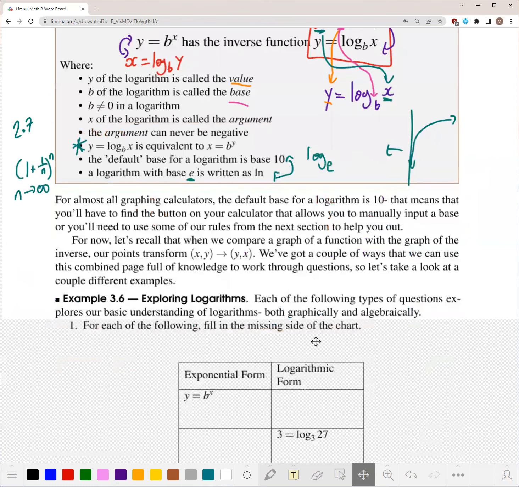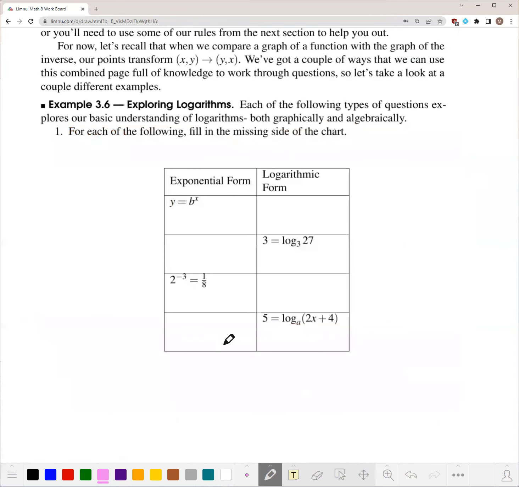Okay, so let's see how we could write these in different forms. This is our reminder from before. I take my exponent and that becomes my value. On the other side of my equality, I've got log in base b, the same base as the base of the exponent. And our argument is now whatever the other side of my equality was for the exponent. And so that's converting it. Let's do that again over here.